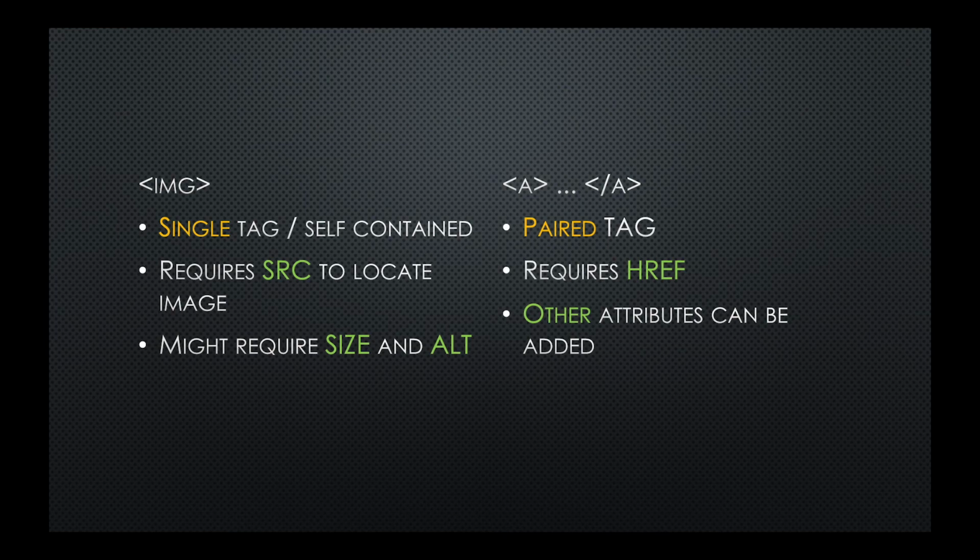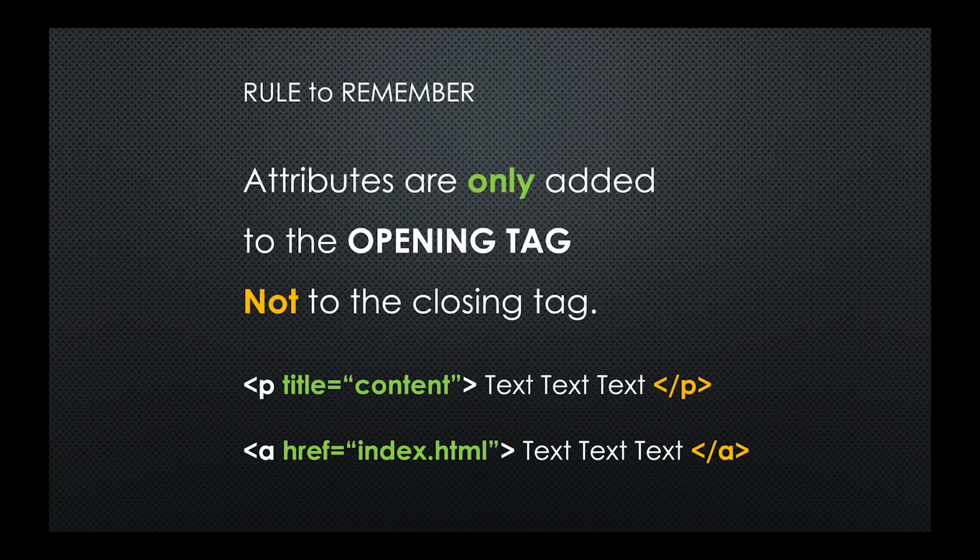On the other hand, an anchor is a pair tag and requires an open tag and a closing tag. In order to function, it requires the attribute href or hyperreference. Other attributes can be added. A rule to remember: attributes are only added to the opening tag, not to the closing tag.